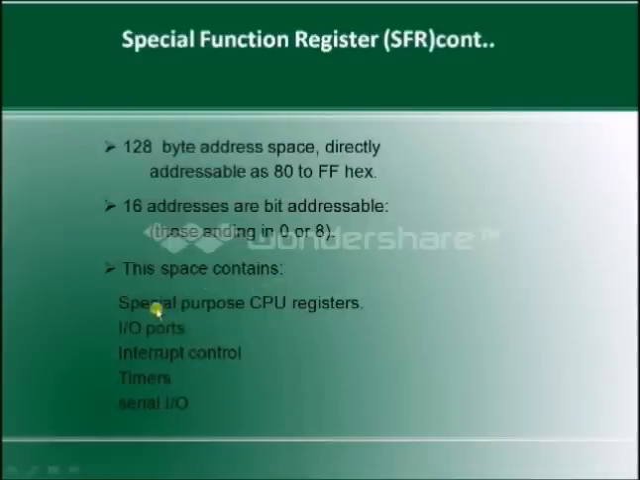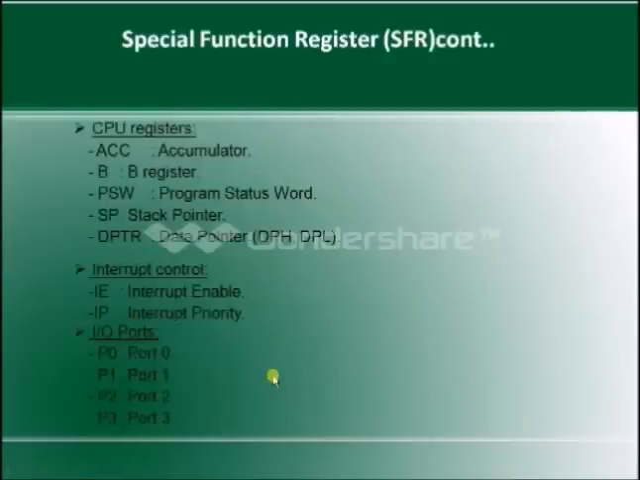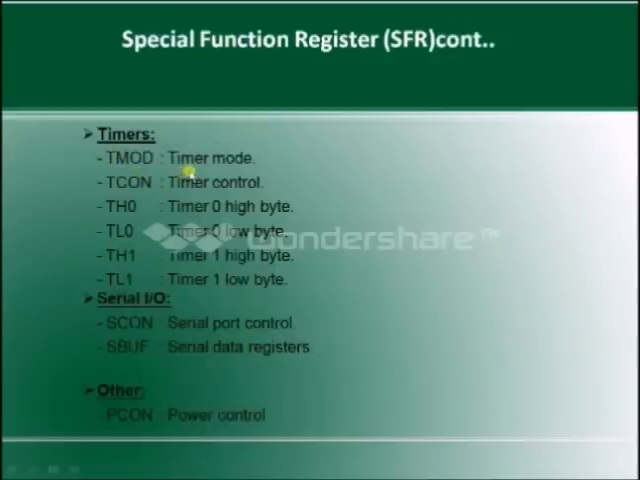All these categories are like special purpose CPU registers and input output ports. Let us see what those registers are. Inside the CPU registers category: accumulator, B register, program status word, stack pointer, and DPTR. Interrupt control registers are interrupt enable and interrupt priority. Input output ports are port 0, port 1, port 2, and port 3. Timer registers are TMOD, TCON, TH0, TL0, TH1, and TL1. Serial input output are SCON and SBUF, which are the serial port control and serial data register. And the other register is the power control register.